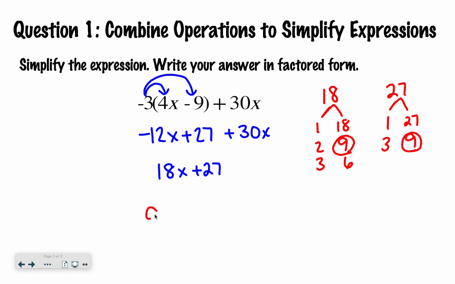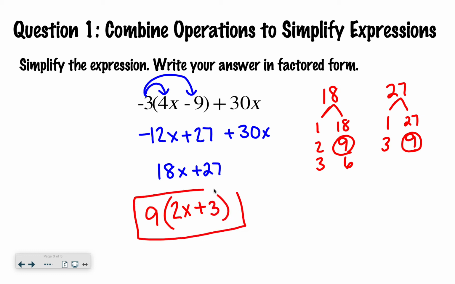So I'm going to write 9 down, and then I'm going to say 18 divided by 9 is 2, and then I still have that x. And then positive 27 divided by positive 9 is positive 3. So my factored form would be 9, and then parentheses 2x plus 3 parentheses. If you have questions about that, please be sure to ask for some help.